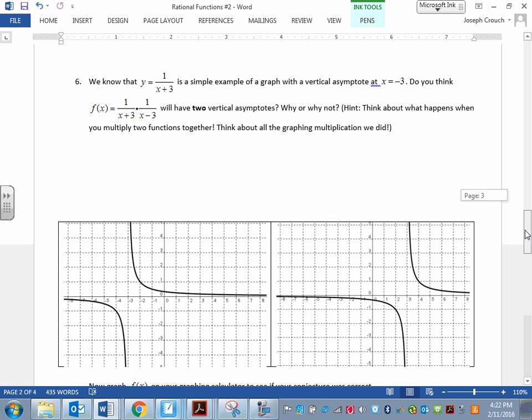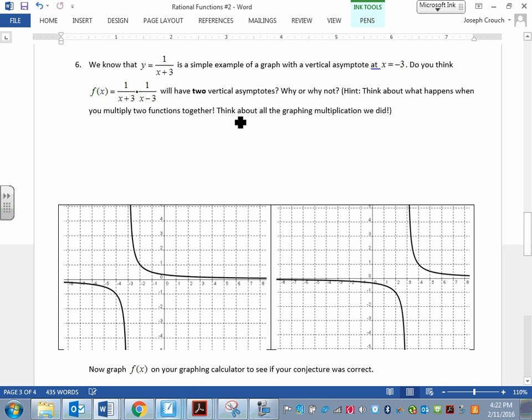Okay, we know that 1 over x plus 3 is a simple example of a graph with a vertical asymptote at x equals negative 3. So that right there is the graph right here. This is y equals 1 over x plus 3. The vertical asymptote, that's this dashed line here, the graph never quite reaches that line, and the actual value of the graph there is undefined. And you can see that if you plugged in negative 3 for x, you get 1 over 0.